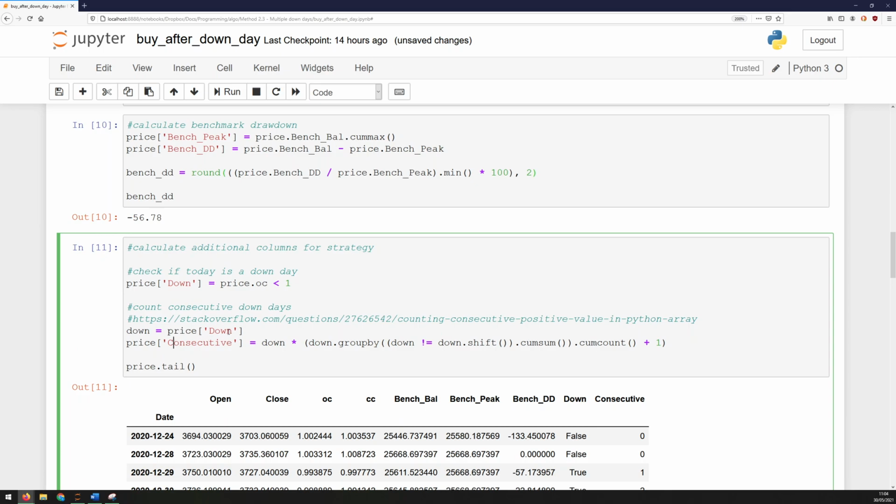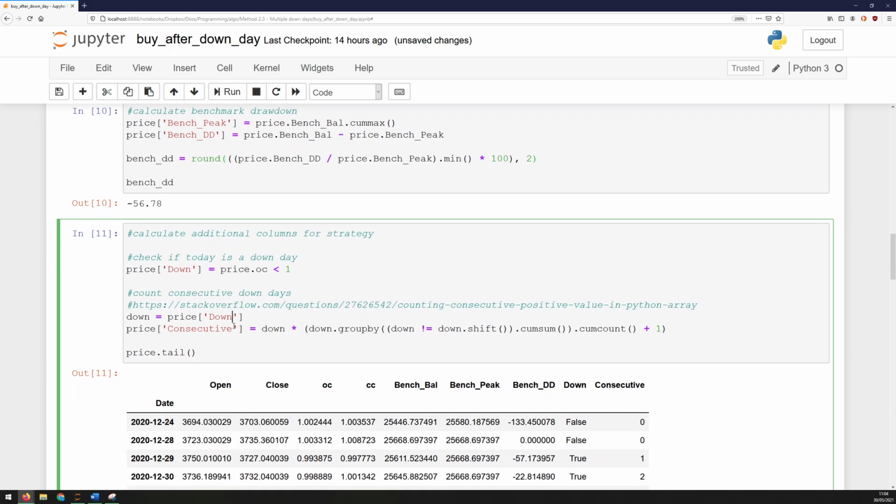This calculates the consecutive number of down days in a row. I've put a link to where I got this information from. I just took it from Stack Overflow. I wasn't able to work this one out myself, so if you want to look into it, then that's how you work out consecutive values in a row.